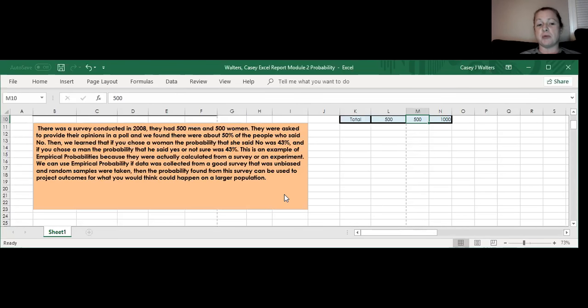We can use empirical probability if data was collected from a good survey that was unbiased and random samples were taken. Then the probability found from this survey can be used to project outcomes for what you would think could happen on a larger population.